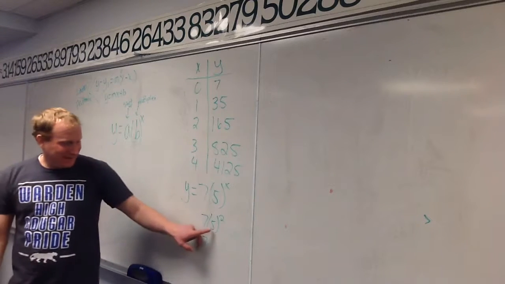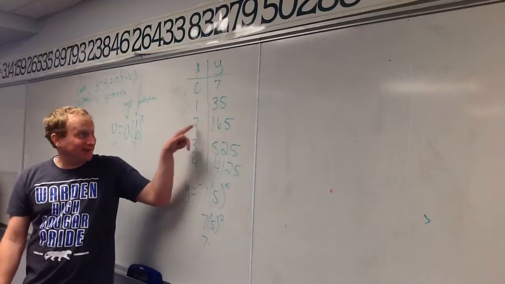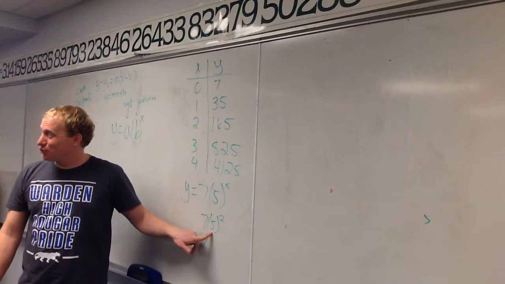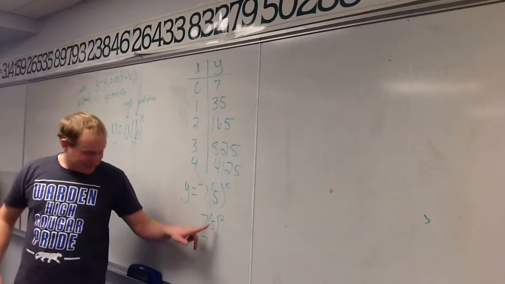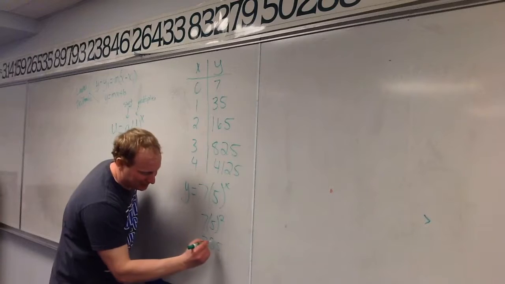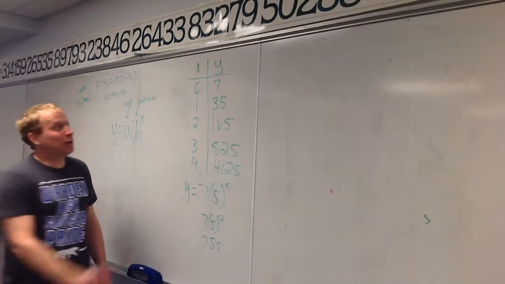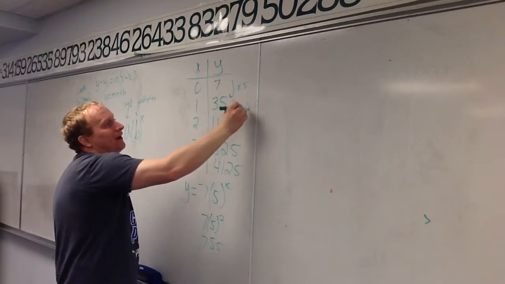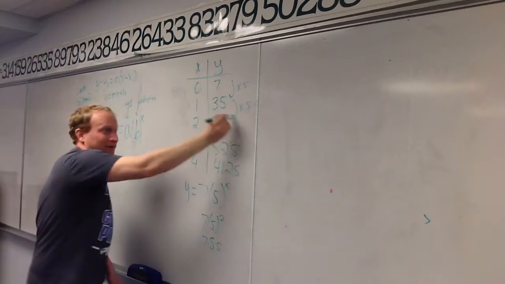If you plug in 2 for x, what does this become here? 25. It's squared, it's times itself, right? Or you can put 7 times 5 times 5. Because look what happens in the table. You go times 5, and then you go times 5. So if you do 7 times 5 times 5, you get that.